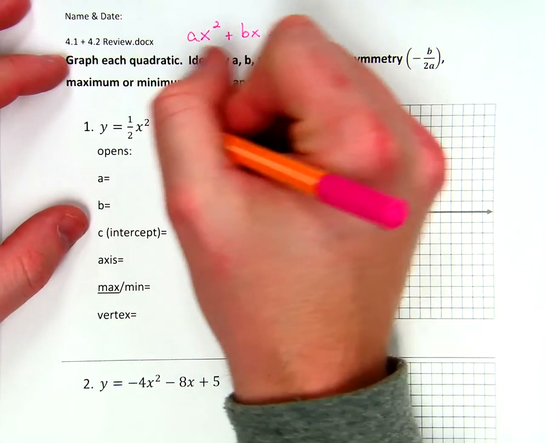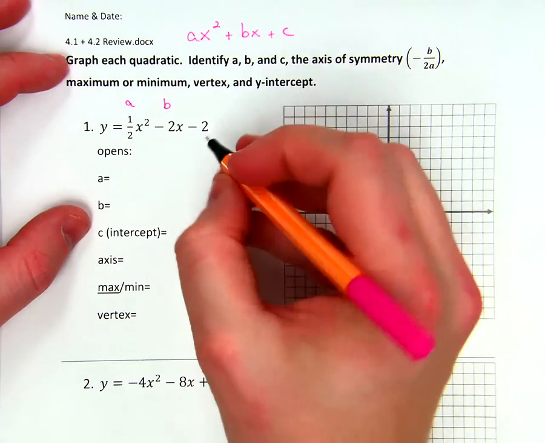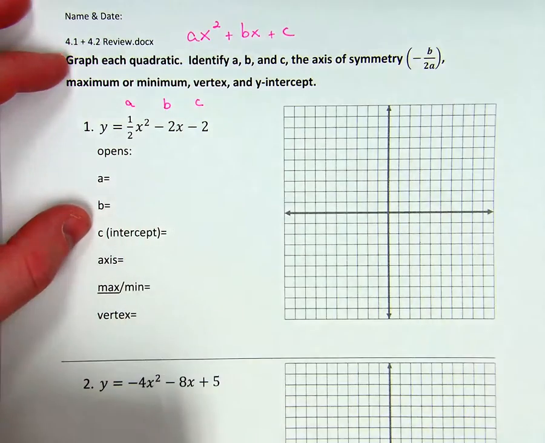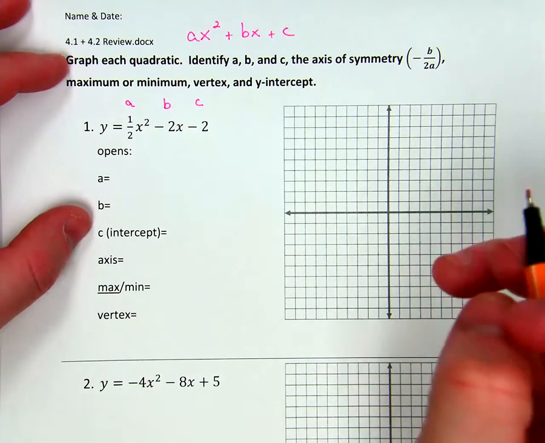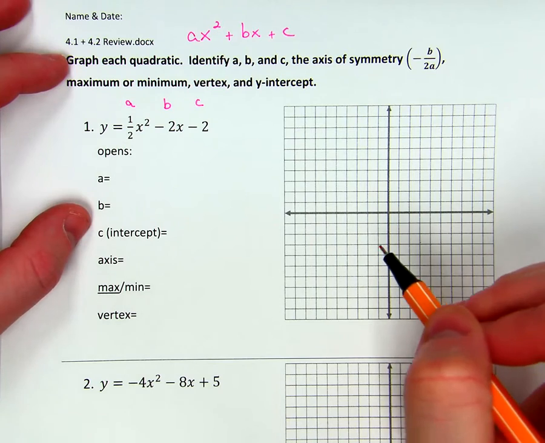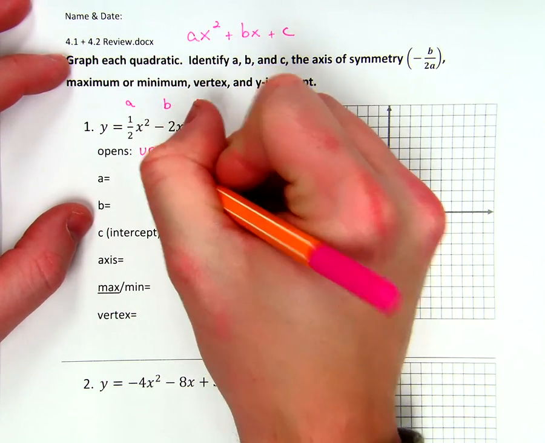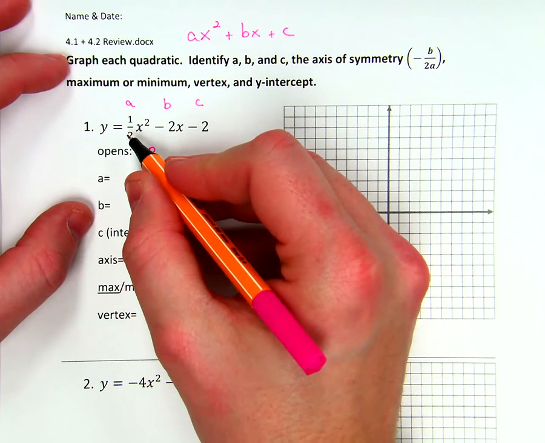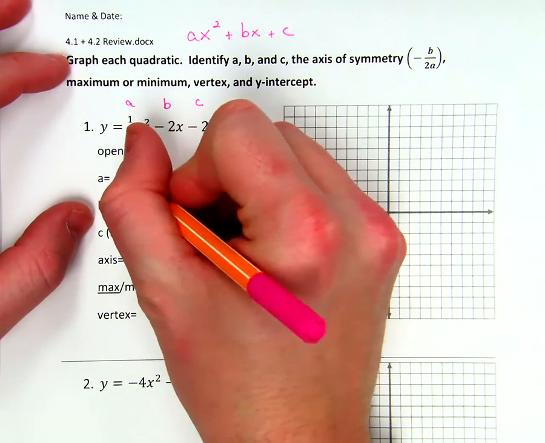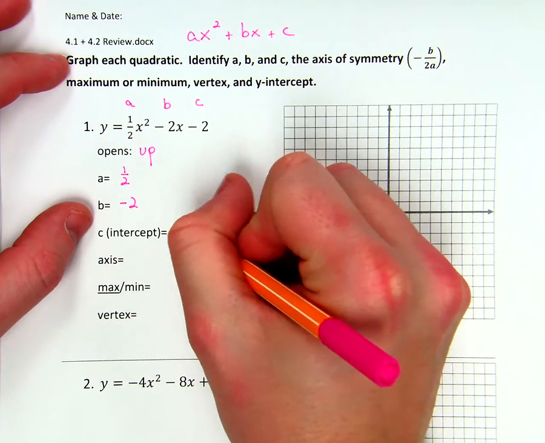So in the quadratic presented in number 1, the a value is 1/2, the b value is -2, and the c value is -2. It may help you to write a, b, c above the numbers so that you can remember them. Answering these questions is going to give us the information that it takes to graph this quadratic. We know that the quadratic will open up because the a value is positive. If the a value were negative, it would open down. A is 1/2, b is -2, and c is -2.